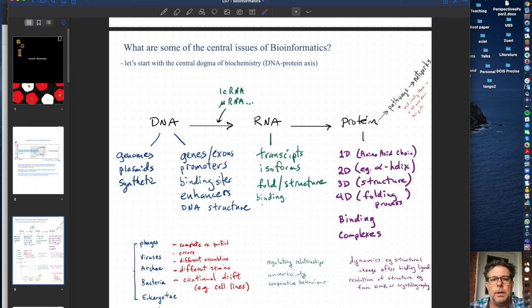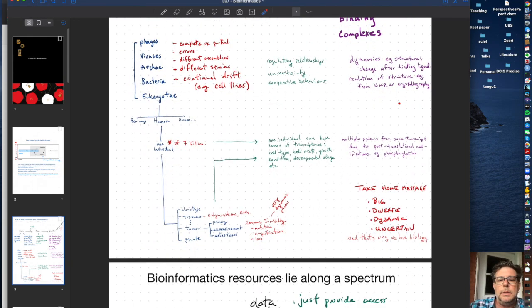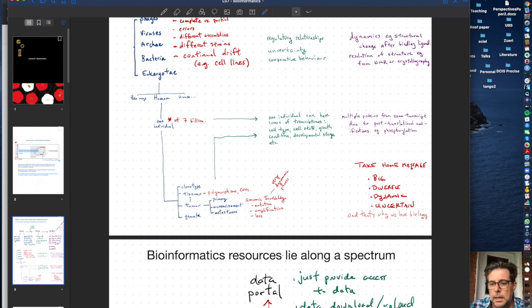And I guess what I'm trying to get at here, the take-home message, is that the data is big. There's a lot of it. It's diverse, it's many different types, and I've only scratched the surface here. It's dynamic. In biology, we want to capture that dynamism. Proteins aren't rocks that just sit there, folded ones. It's something that's moving and jiggling and conforming. And there's a lot of uncertainty in our measurements, and those databases have to reflect that.